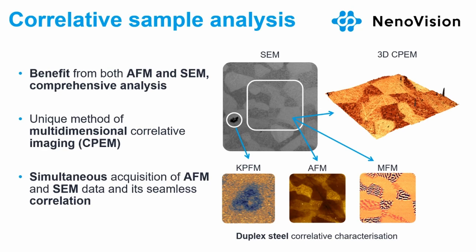What you see is a duplex steel. So by the SEM, you can visualize and analyze your surface of interest, region of interest, and then using AFM, you can measure surface topography, magnetic properties, surface potential using KPFM, and all of that you can correlate into the CPAM images.